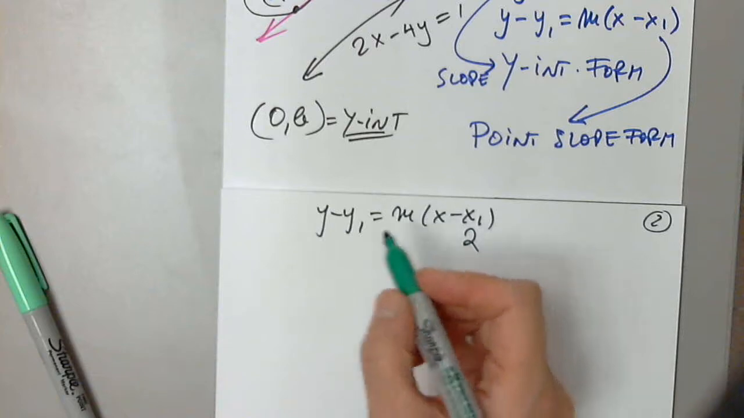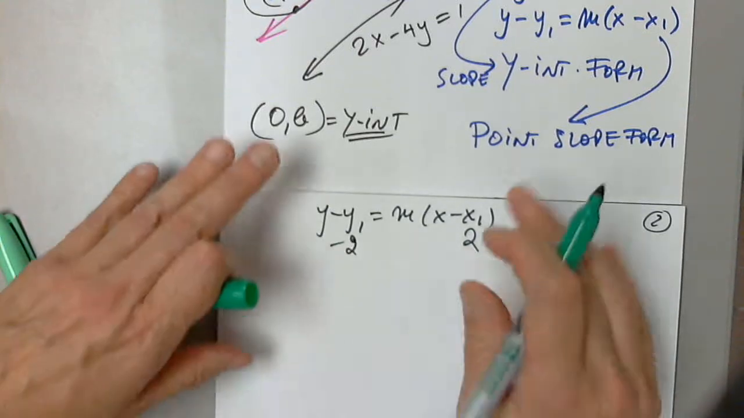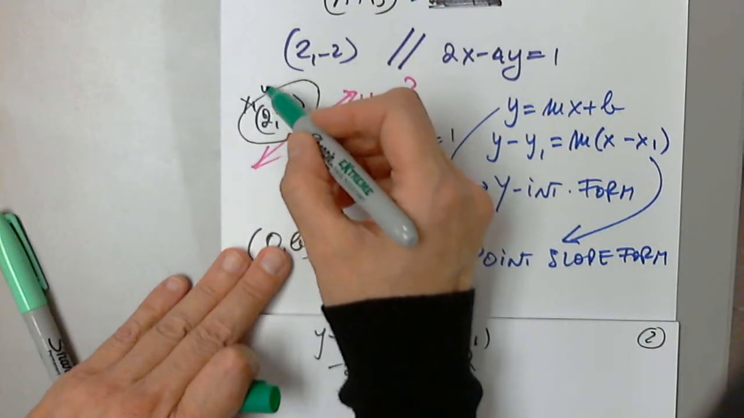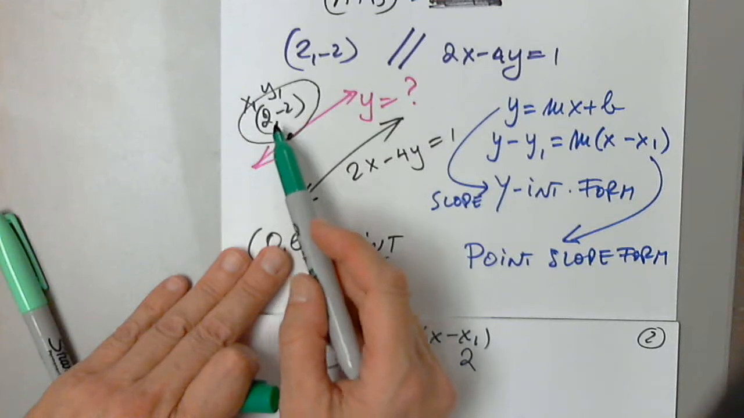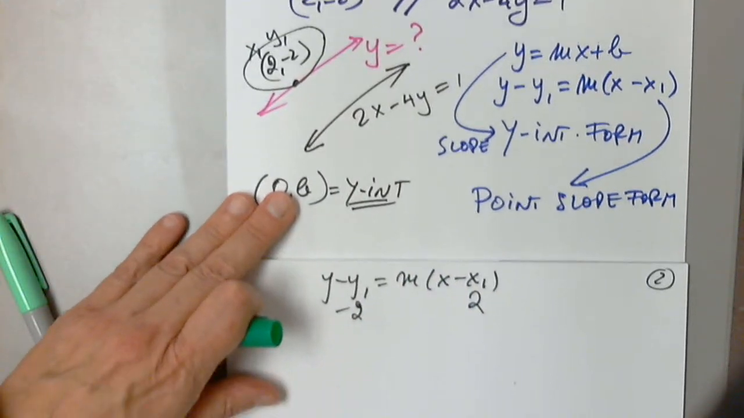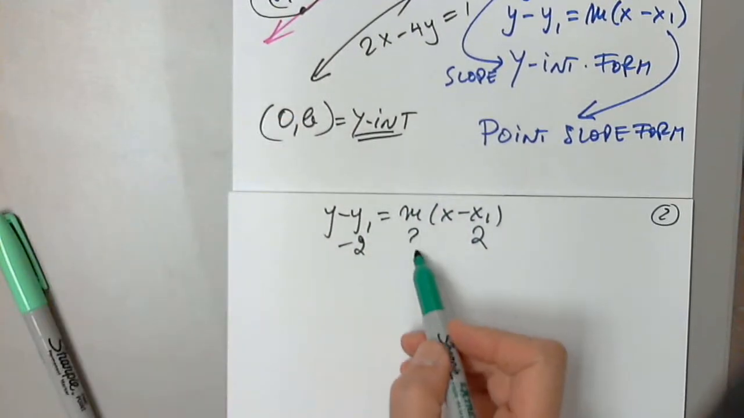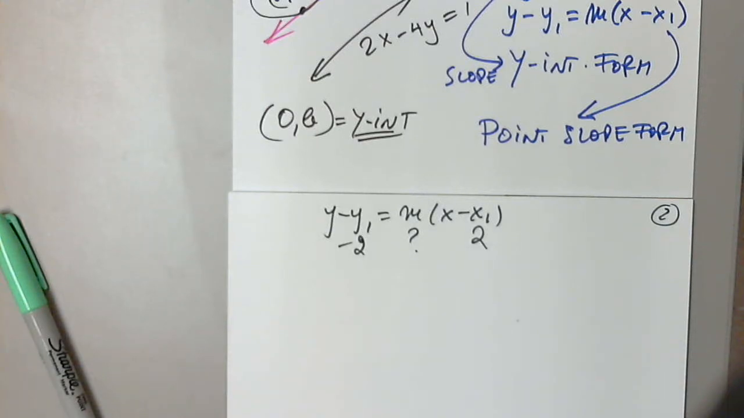And we have 2 and negative 2. This is x1, y1. x1 is 2, y1 is negative 2. But we're missing a piece of the puzzle. How do I get this slope? Is there any way I could get the slope? Solve for y. Very good.